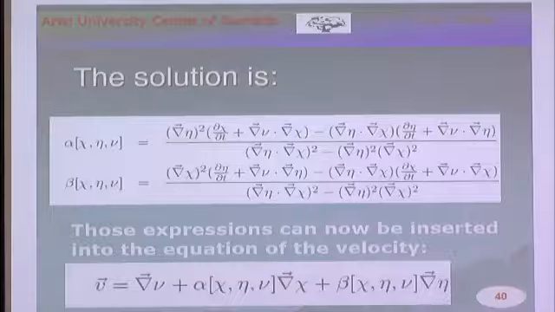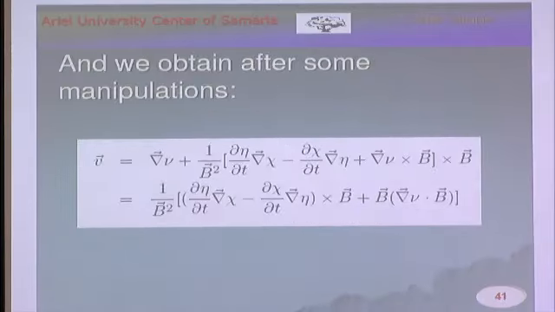So alpha and beta can be thought of as depending on chi, eta, and nu, and you can plug this back into the velocity field and get the expression for the velocity field in terms of chi, eta, and nu. And once you arrange the terms a little bit, it appears in this form, where B here should be viewed as given in terms of the Sakurai representation, meaning grad chi cross grad eta.